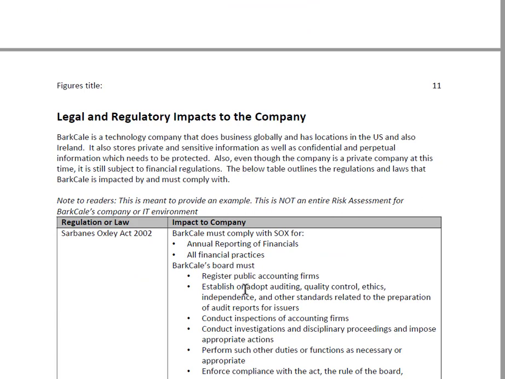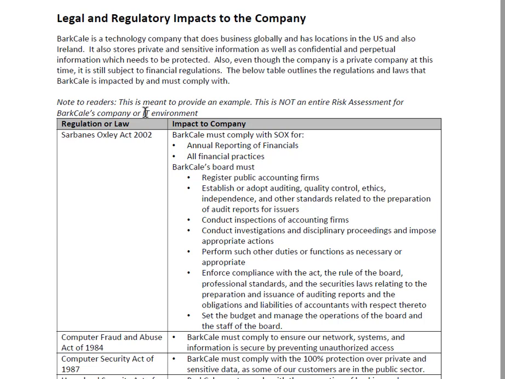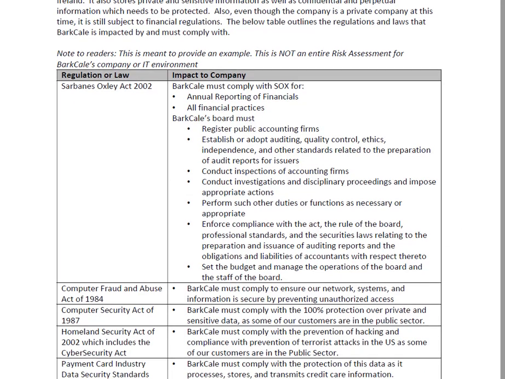This is going to help you when you get to the risk assessment section of this business case, as well as when you get to defining your policies, processes, and controls to do your control and audit of your company. Please remember that this is to provide an example. It's definitely not an entire assessment of the legal and regulatory impacts to this Barclay company. It's just to provide you an example.